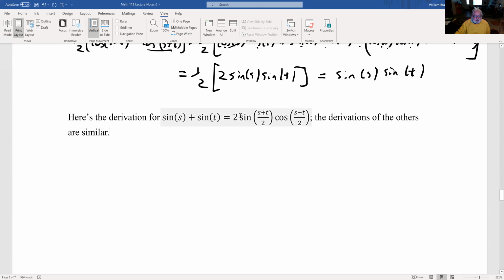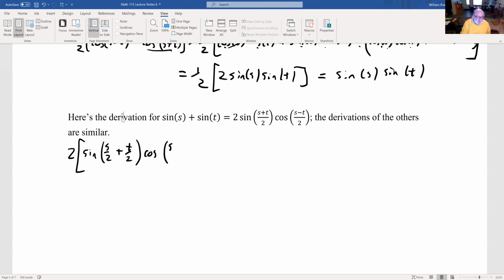So what I'm going to do is, well, we'll just start writing. 2 times sine of S over 2 plus T over 2, times cosine of S over 2 minus T over 2. So first thing I'm going to do is separate these, make them two angles, S over 2 plus T over 2, S over 2 minus T over 2.